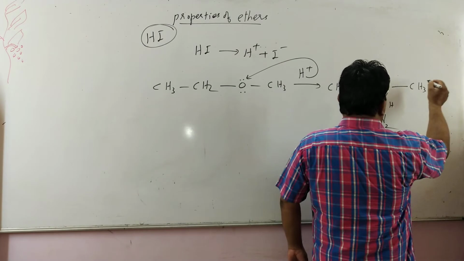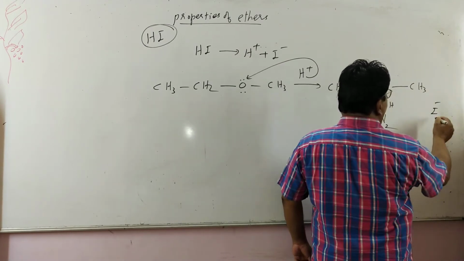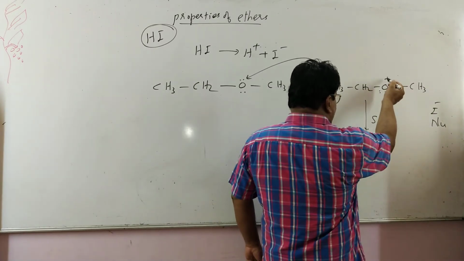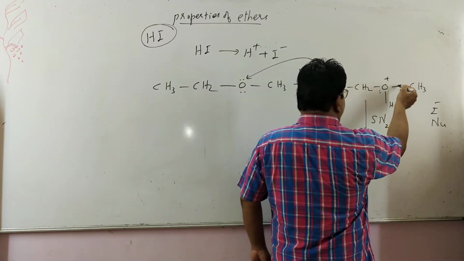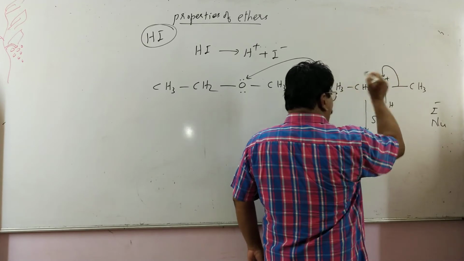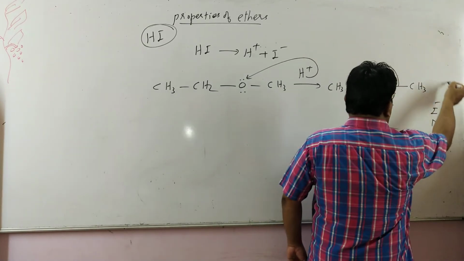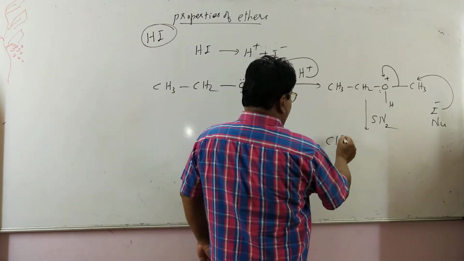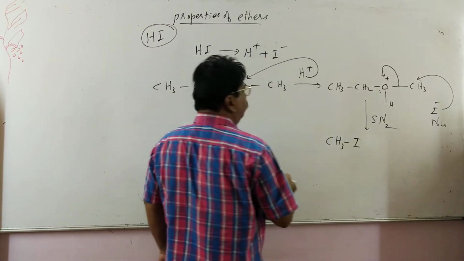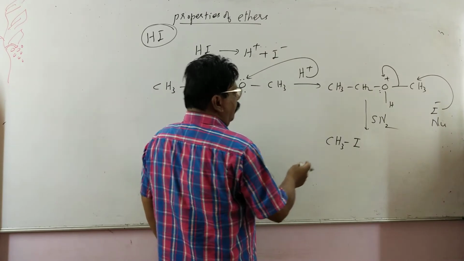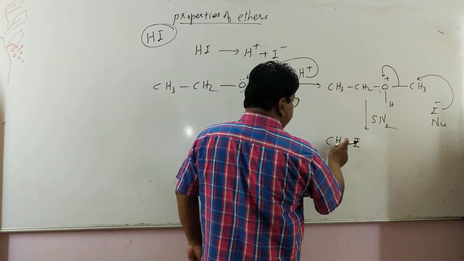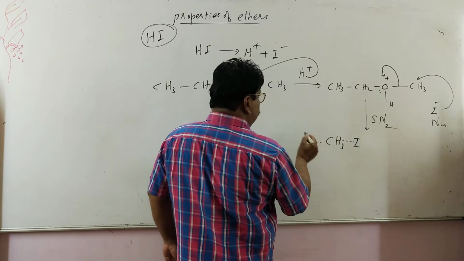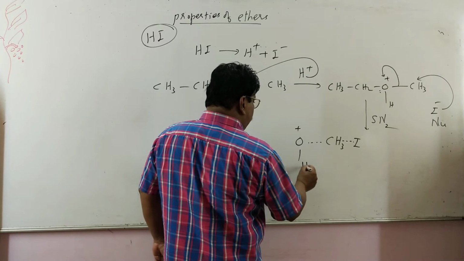So the I minus, the nucleophile, will neutralize this positive charge. This bond is about to break, and from the remote side this I minus will attack. So we are getting CH3I. Because the bond is about to break, it is not completely broken now.